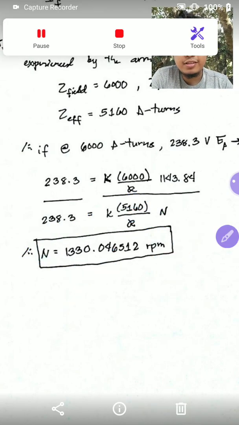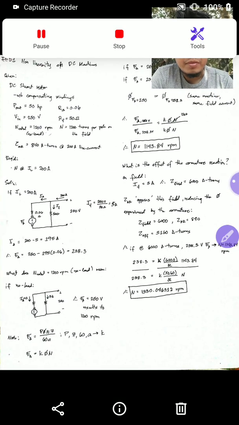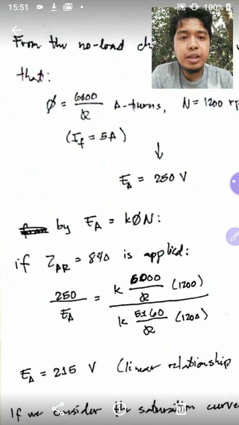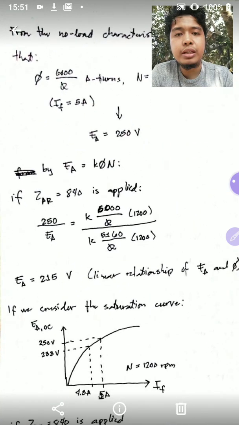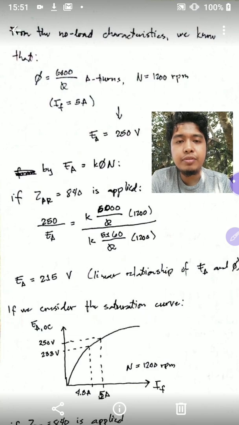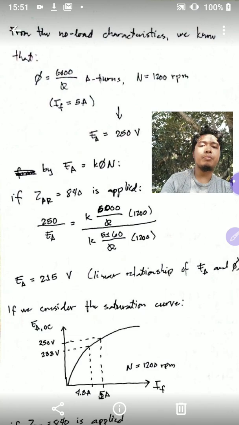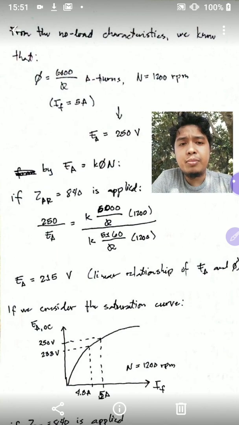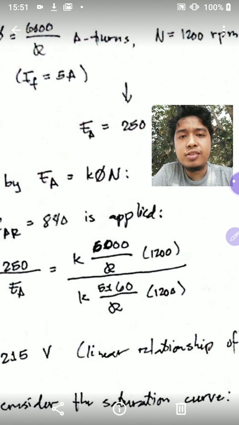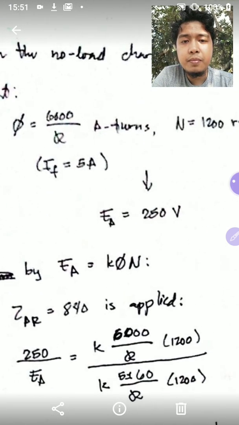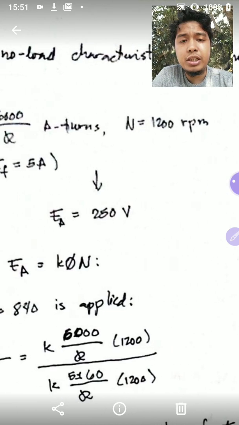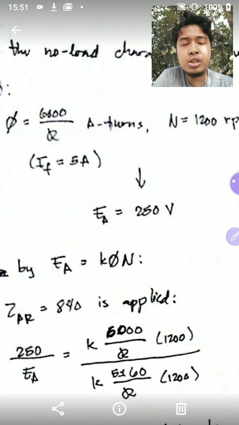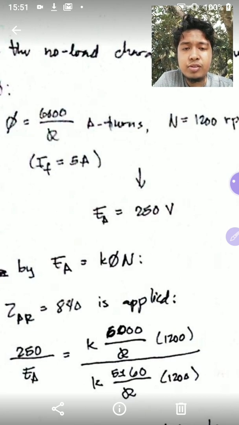So yeah, that's basically the effect of armature reaction. Now, from the no-load characteristics, we know that without the armature reaction the flux is 6,000 ampere turns divided by the reluctance of the machine, and the speed is 1,200. With this much flux and this much speed, you are producing 250 volts.